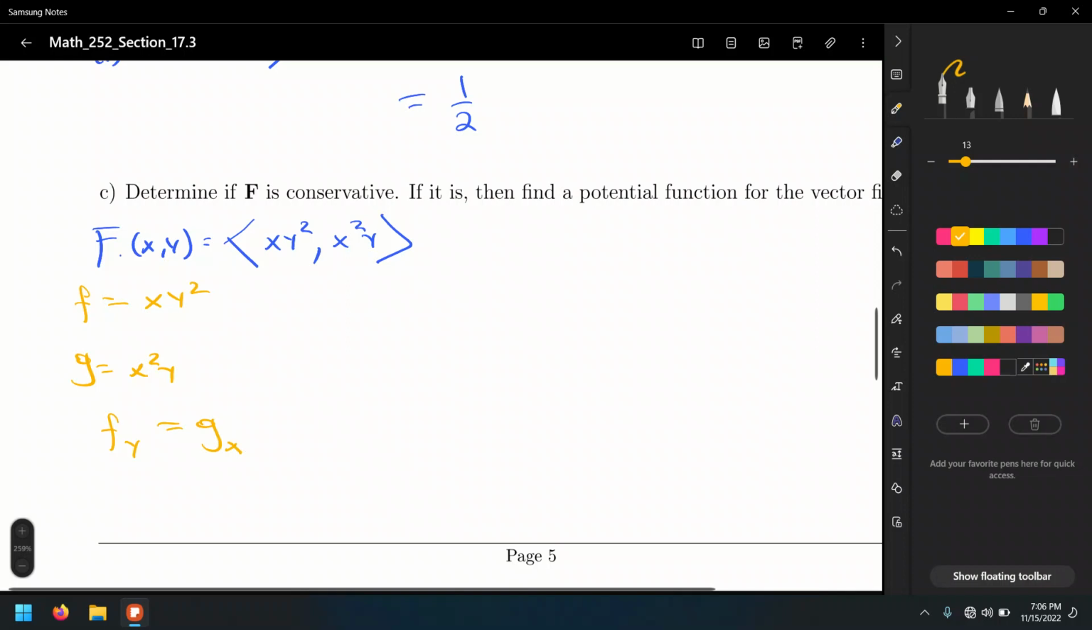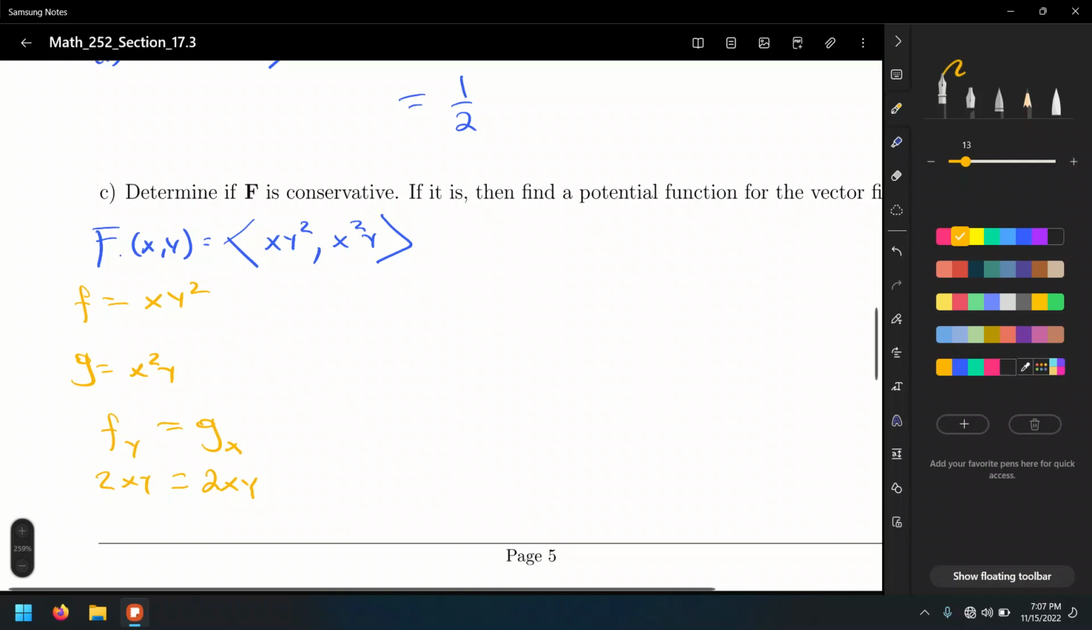So what's the derivative of the f component with respect to y? Isn't that 2xy? And the derivative of the y component with respect to x, take the derivative of x squared, that's 2x. Oh, 2xy. So because we got both partial derivatives the same, what do we conclude about it? It's conservative, all right?